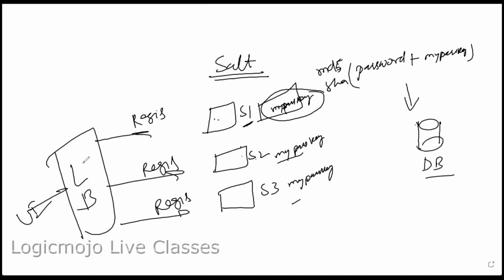Then when they log in, again, the user will log in with that hello123. It will use the passkey, so it will be like hello123 plus the passkey. It will generate the MD5 or SHA, check against the DB, match the credentials, and let them through.